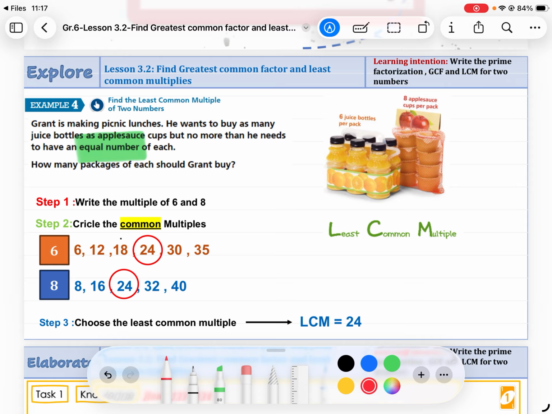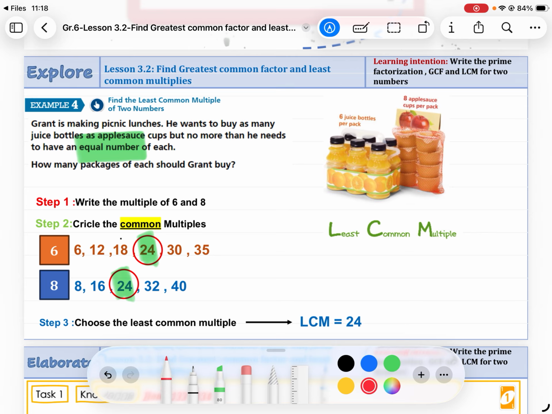And you don't need to go all the way until 10. Five is enough for each. Then 8, multiples of 8: 8, 16, 24, 32, and 40. And now you are going to circle the least common multiple. As you can see, 24 is a common multiple of both.